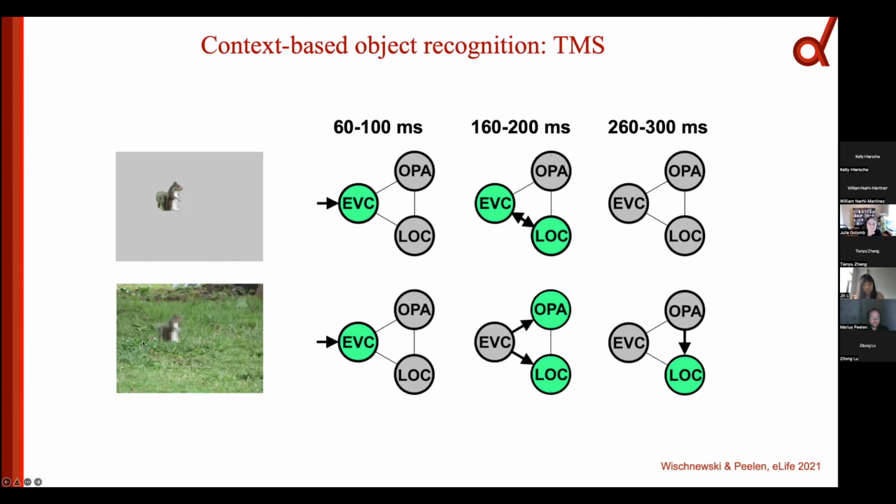Whereas for this context-based object recognition, again, information comes into early visual cortex. This is then sent to both scene-selective cortex and object-selective cortex. And then this information from the scene-selective cortex is feeding back into object-selective cortex to ultimately disambiguate the object representation there. And that is causally involved. This late stage is necessary for object recognition, as we've shown here with TMS. Again, this interaction between OPA and LOC could be direct, but of course could also be going through other brain regions that we cannot tell.